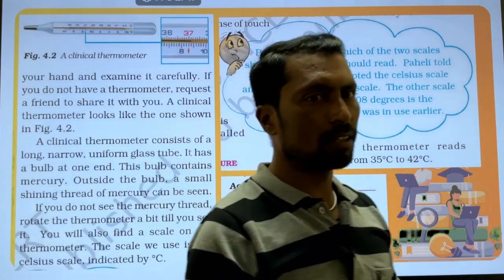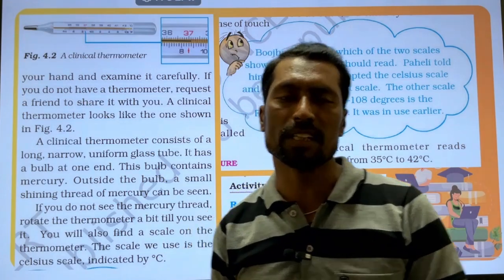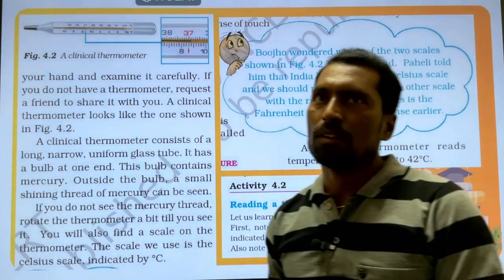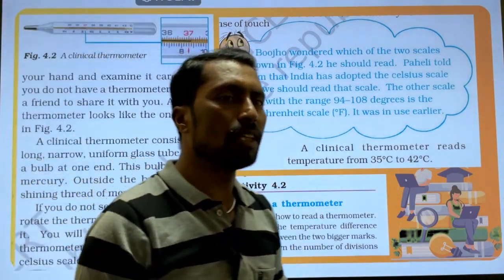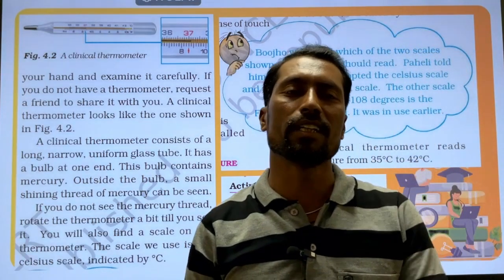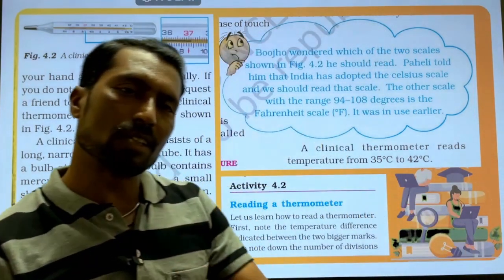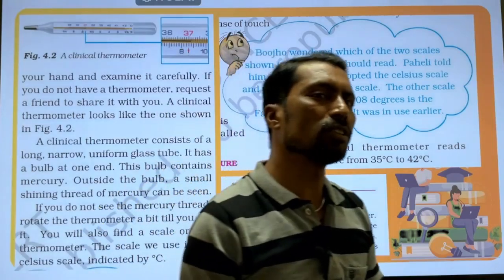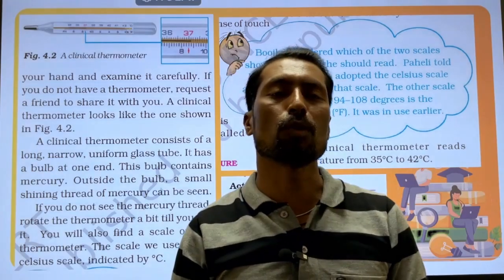In previous lectures, we already covered three lectures on the chapter called Heat. When we discuss heat, we discuss the terms related to it. In the first lecture, we discussed heat and the difference between heat and temperature. Heat is a form of energy. Temperature is the degree of hotness and coldness of an object.